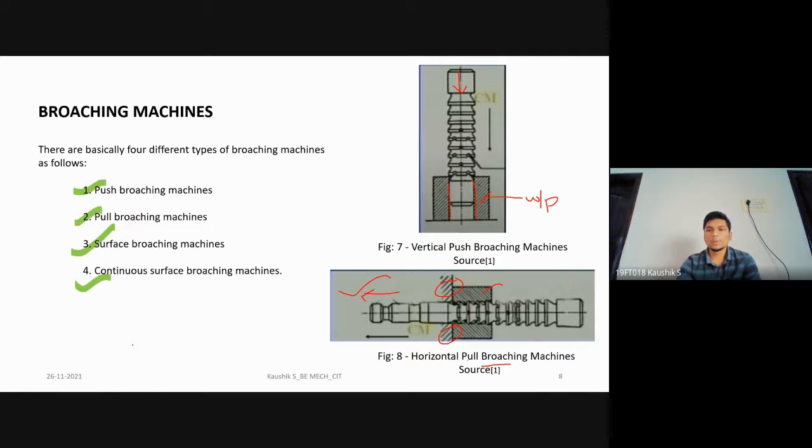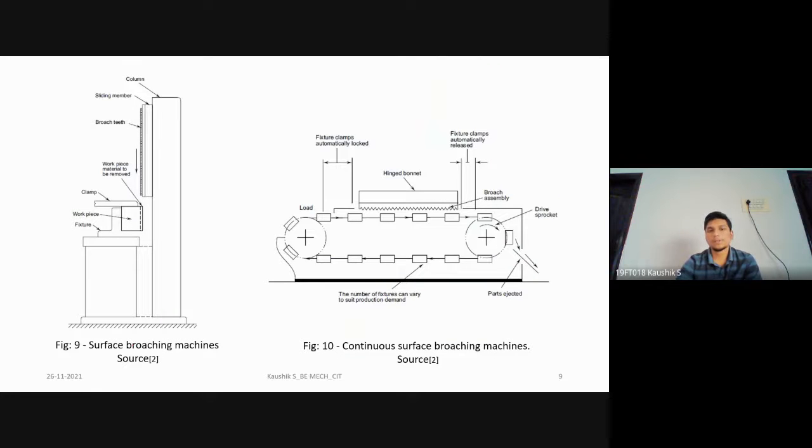Next, we will look into the surface broaching machine. In figure 9, you can see that the broach is attached to a sliding member of the vertical column. The workpiece has to be held firmly here too, using clamping and proper fixtures. As the broach tool moves vertically downward, this portion of the workpiece surface is broached.